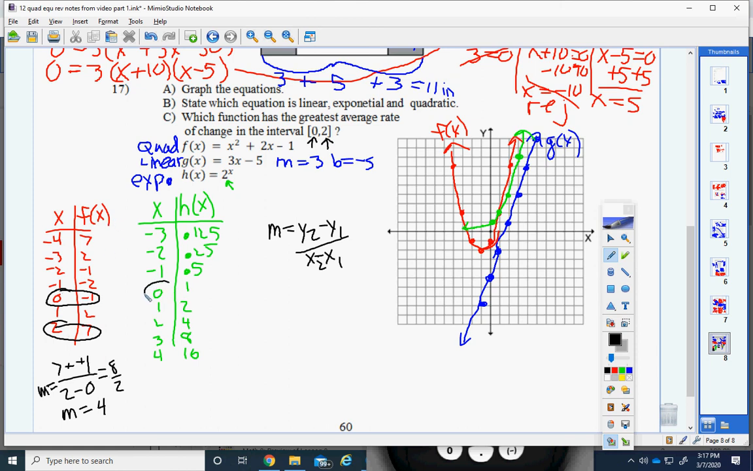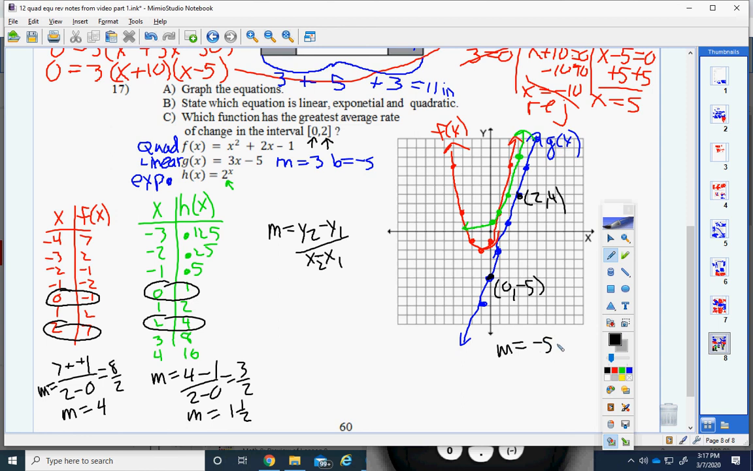This next one, 4 minus 1 over 2 minus 0 is 3 over 2, which is the same thing as 1 1/2. The rate of change for h of x from 0 to 2 is 1 1/2. And then for g of x, I could see this point is 0, negative 5. I could see that this point is 2, 4. So if I do the rate of change, I could do negative 5 minus 4 over 0 minus 2.